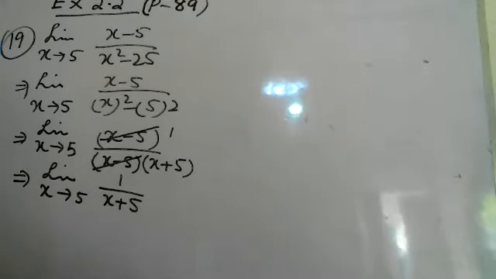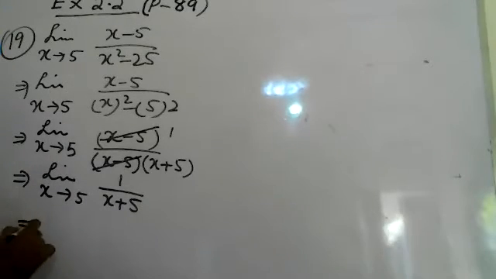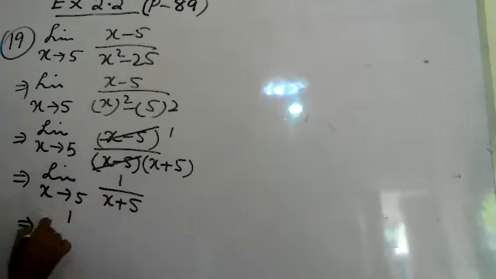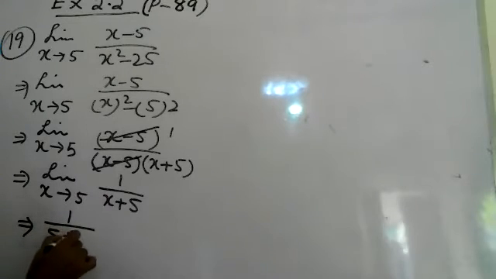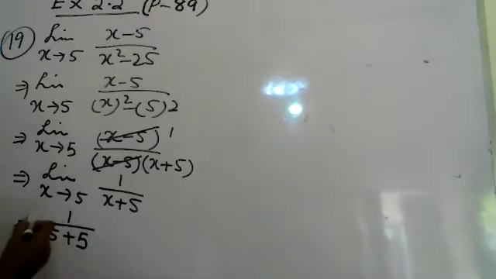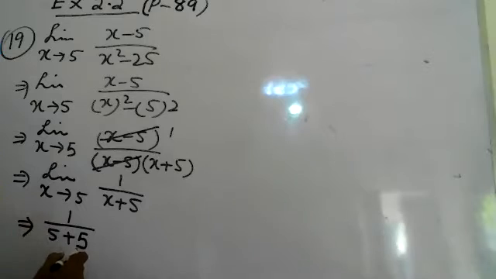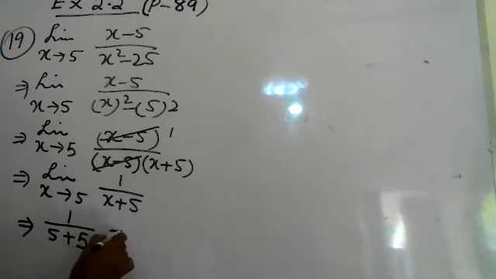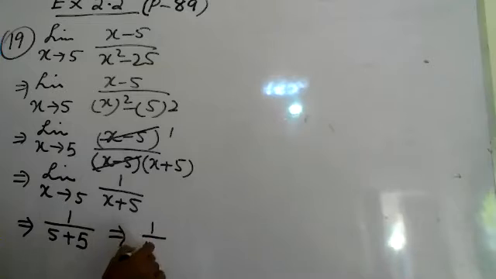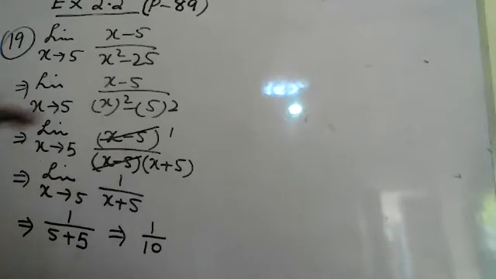Put the values: 1 upon 5 plus 5. Now in this expression, there is no x. Therefore, I did not write limit x tends to 5. So the answer is 1 upon 10. This is the answer. The answer is 1 upon 10.